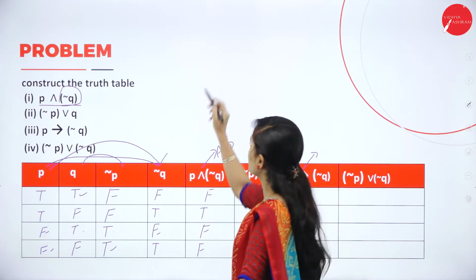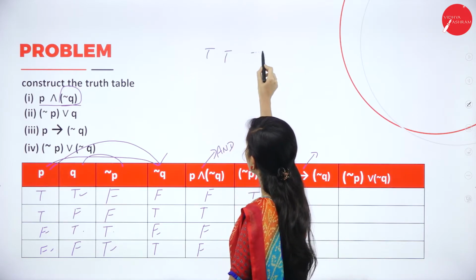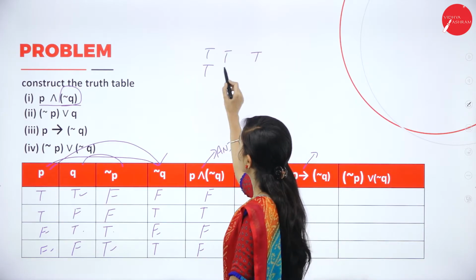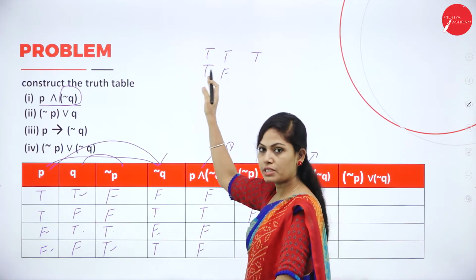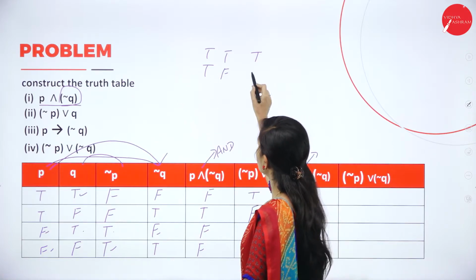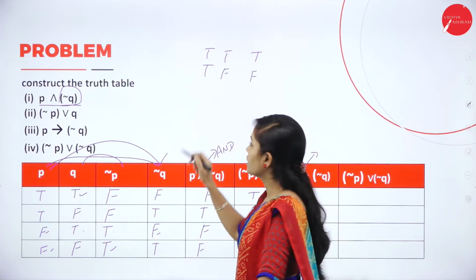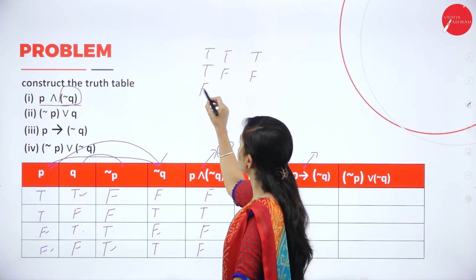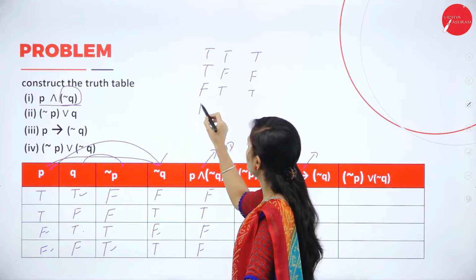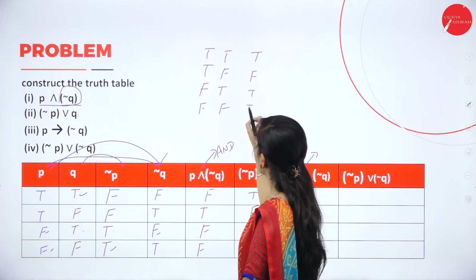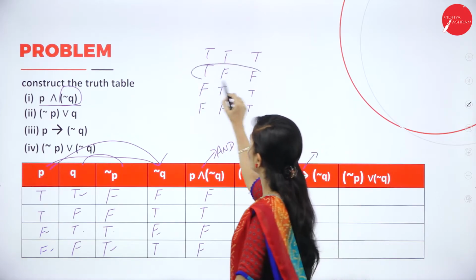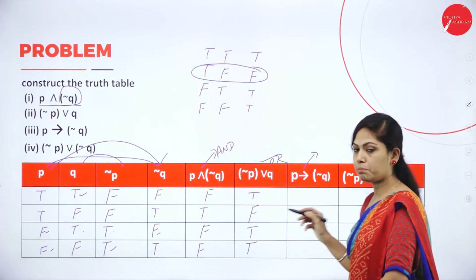In implication, true, true means the condition is true. Except true, false: if your first condition is true and the second condition is false, the statement is also false. Otherwise, all the statements are true in implication. So except this, all the conditions are true in implication.